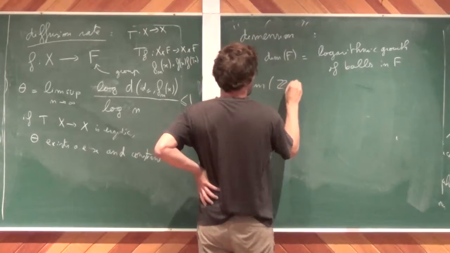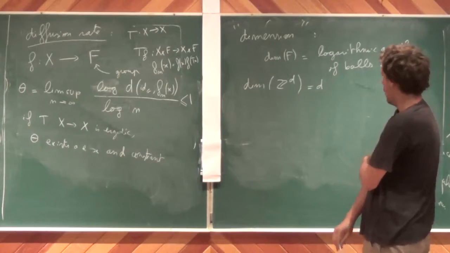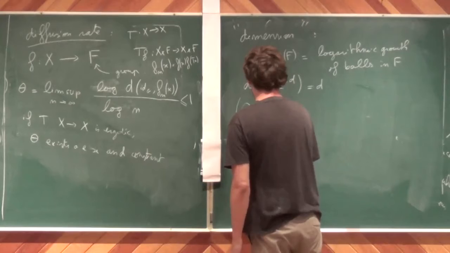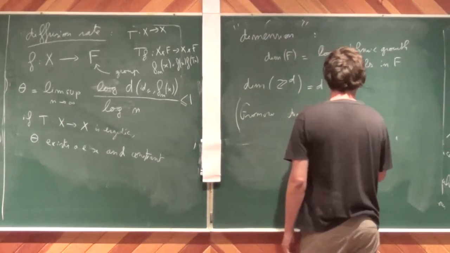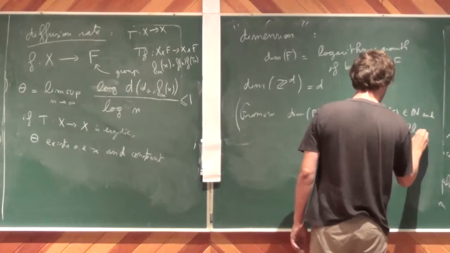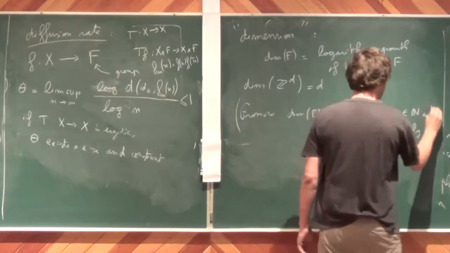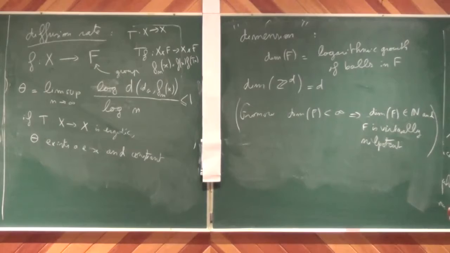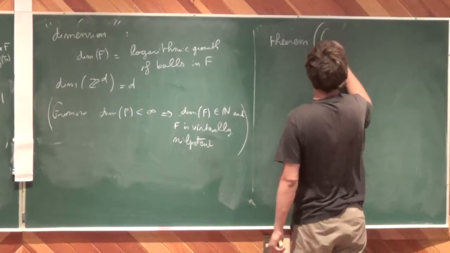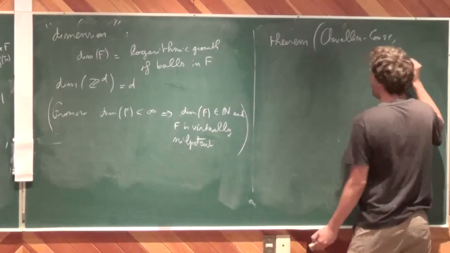Actually, there is a Gromov theorem which asserts that if your dimension, as I defined, is finite, then it is an integer, and your group is actually virtually nilpotent. So, Gromov: dim F finite implies dim F belongs to N, and F is virtually nilpotent. So your group is not ugly. You cannot have crazy groups if you want to consider the dimension. So my theorem only applies to those virtually nilpotent groups. So this is the theorem, and that's not my theorem. It is not written like this in the literature, but you can manage it.